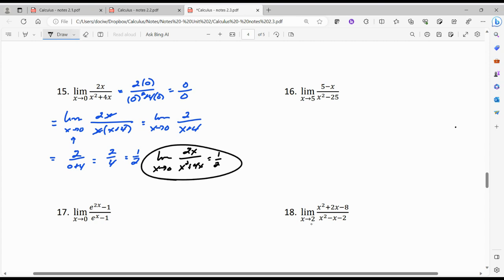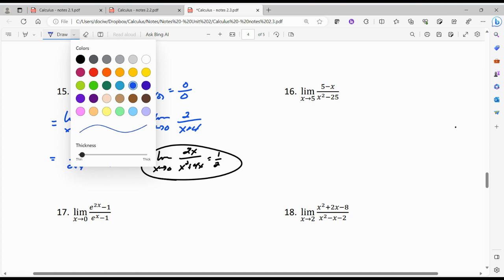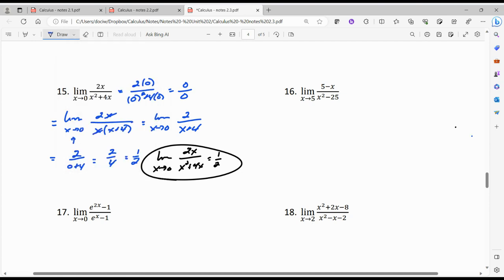Okay. I welcome you to keep watching. If you feel like you've got a good grip on this, you can move on to the next video, but I'm going to do a couple more. Notice, again, substituting 5 in for x, I have 5 minus 5 over 5 squared minus 25, which is going to again give me 0 divided by 0. These problems are all set up to do that.